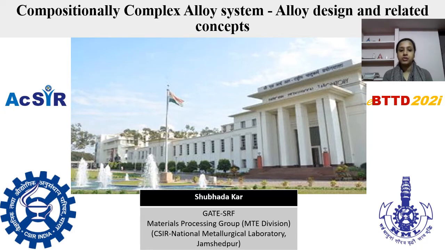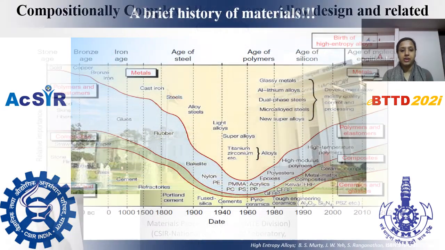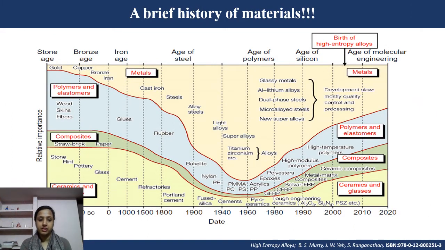Today, I'm going to talk about compositionally complex alloy systems, alloy design, and related concepts. But first, let's take a look at the brief history of materials. We can see that in the history of mankind, material science has been a really important subject, such as the Stone Age, Bronze Age, Iron Age. We all used materials in those periods and we are still using them today.